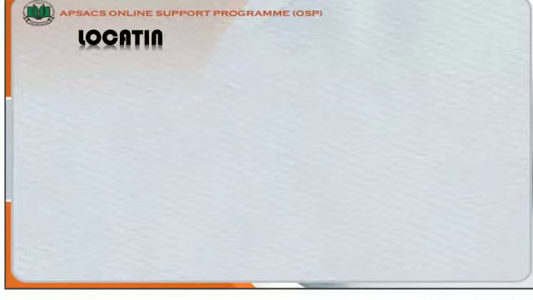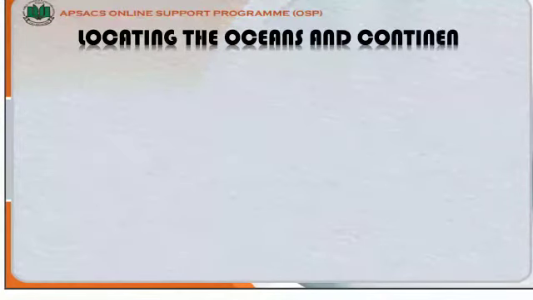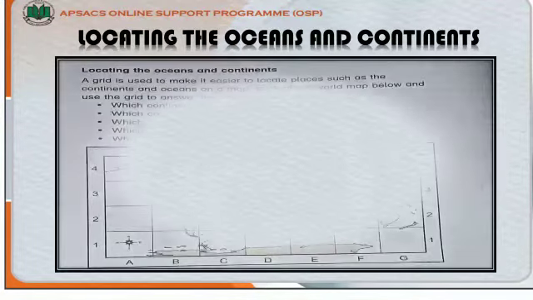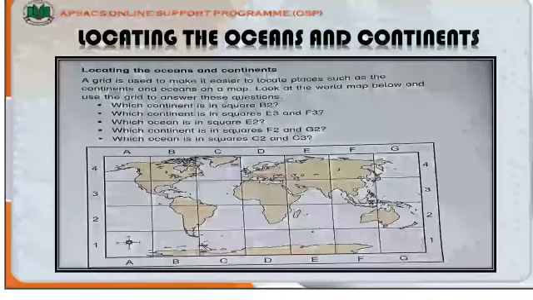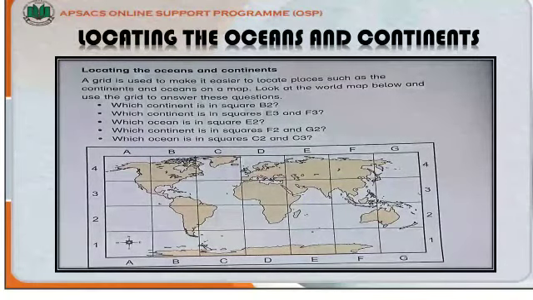Locating the oceans and continents. Look at page number 24. A grid is used to make it easier to locate places such as the continents and ocean on a map. Look at the world map below and use the grid to answer these questions. Read carefully, observe carefully, and give the answers.